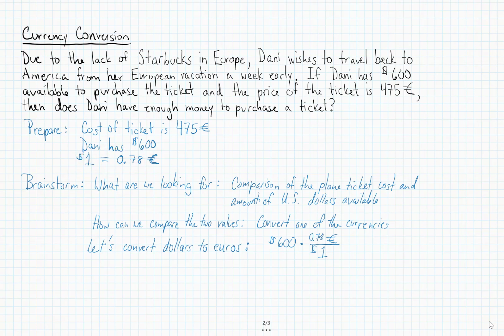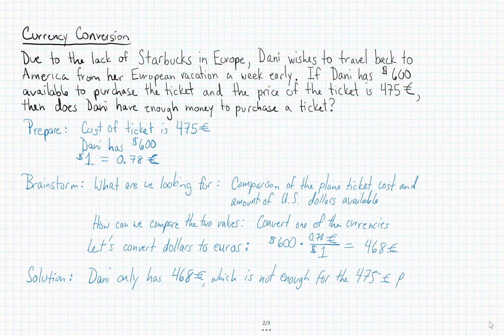So now, what does that give us? Well, you can plug that in, and you end up getting 468 euros. Okay. So what does that mean? Well, Danny only has 468 euros and the ticket is 475 euros, so she does not have enough for that plane ticket. So what Danny can do is just extend her European vacation and enjoy that time there. So but there's no plane ticket home for that time period. Okay, so hopefully that makes sense on that one.